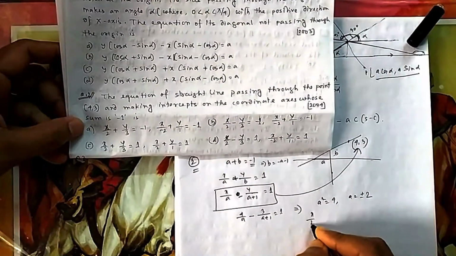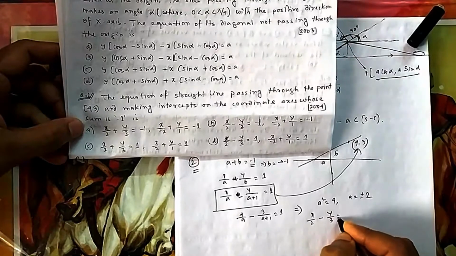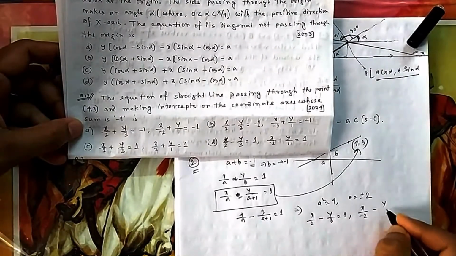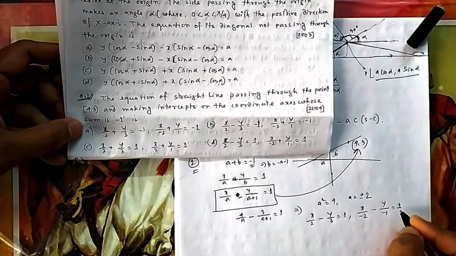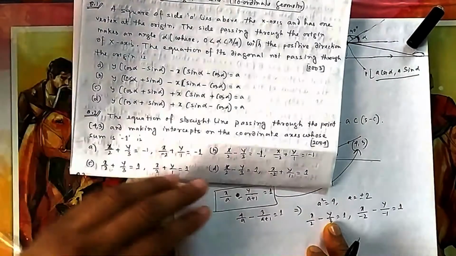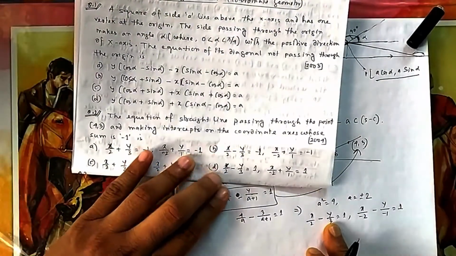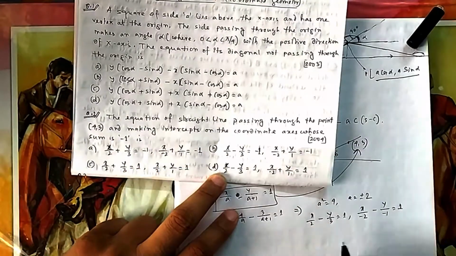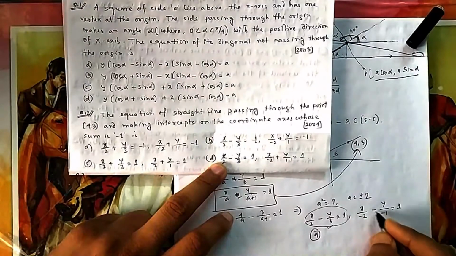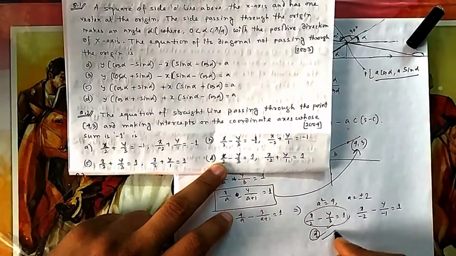If you take 2, it is x by 2, then y by -3 is equal to 1. If you take -2, then x by -2 minus y by -1 is equal to 1. So either this one, so option D is satisfying. You can see this option D is satisfying. It is minus plus automatically, so it is correct. So it is option D.